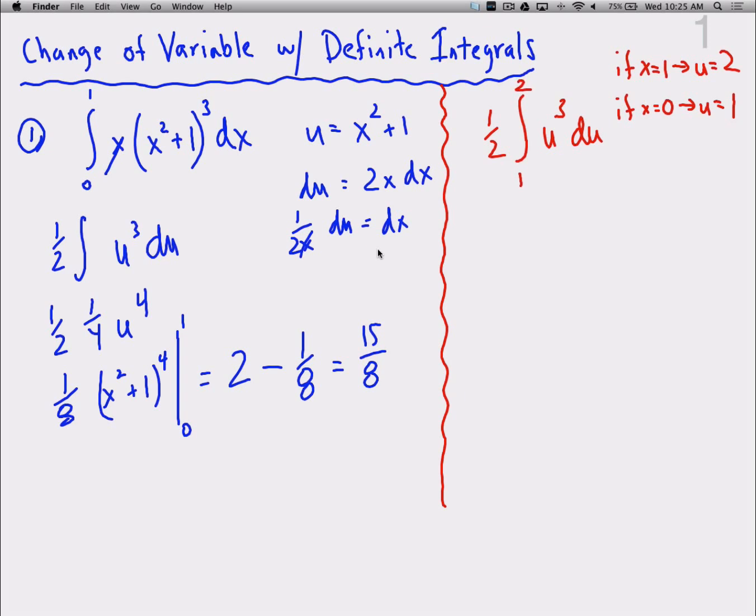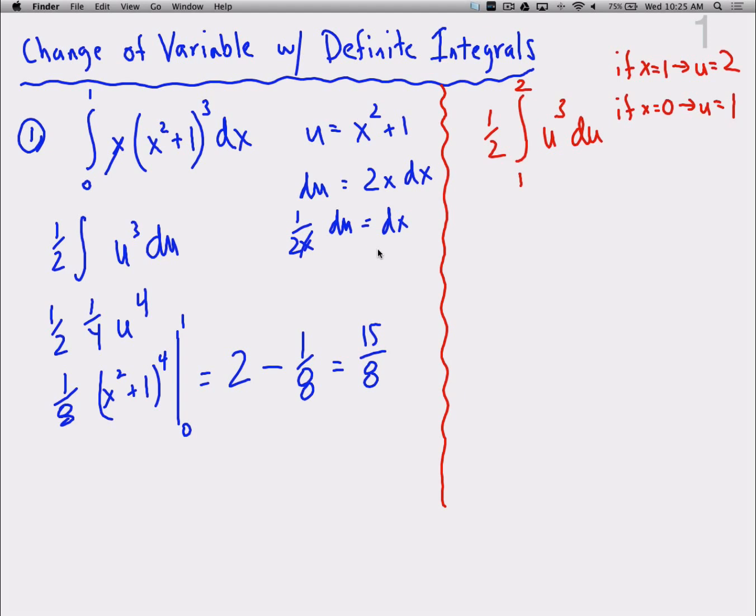How did you pick those? My old limits of integration were 1 and 0. So I asked a simple question: if x is 1, what would u be? And it comes from plugging it in here. If x is 0, what's u? We plug 0 in there and you get 1.